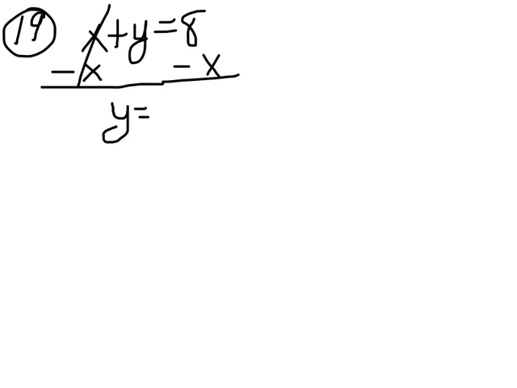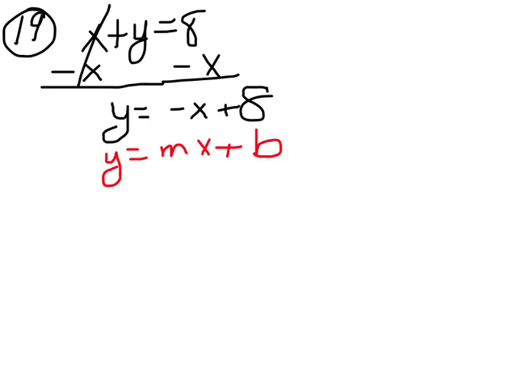y equals negative x plus 8. Why did you put the x first? Because it's y equals mx plus b. Right. Our brains can handle things so much better if they're in the form that your brain learned it in and expects it in. Okay? So y equals mx plus b.